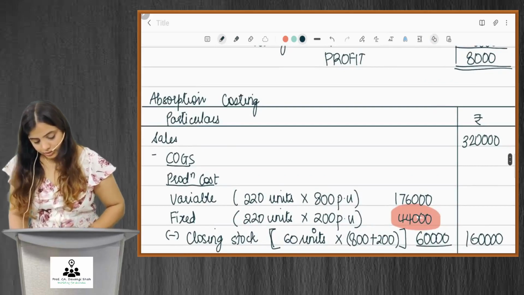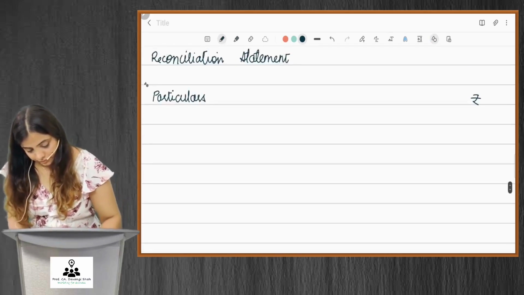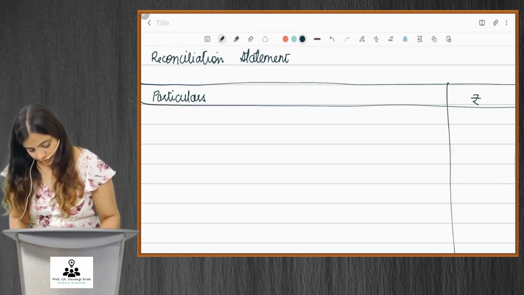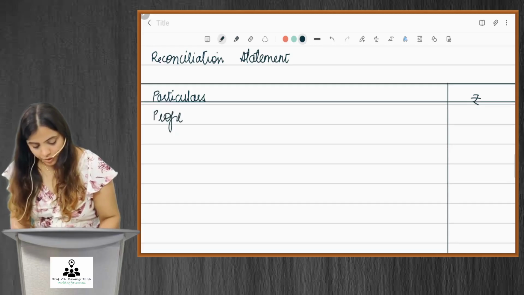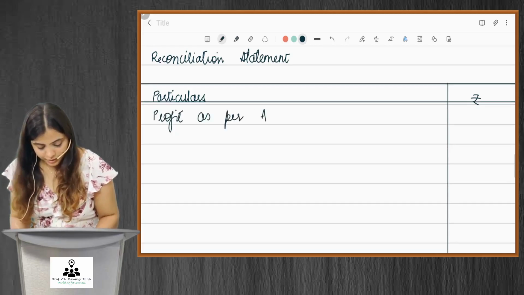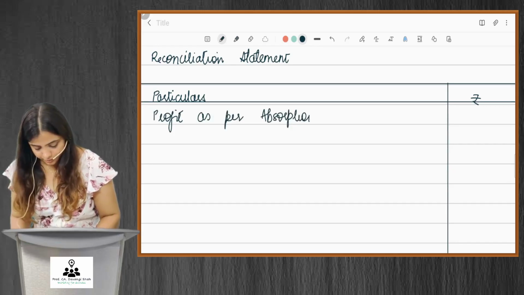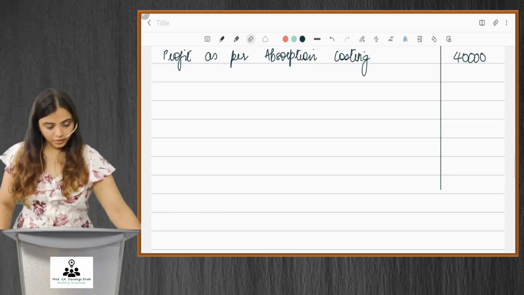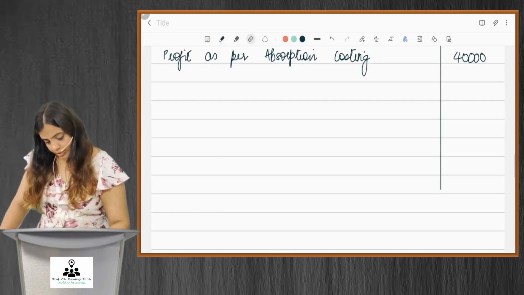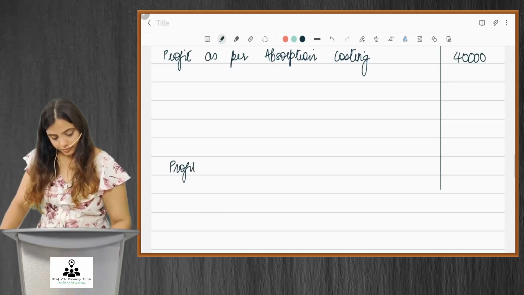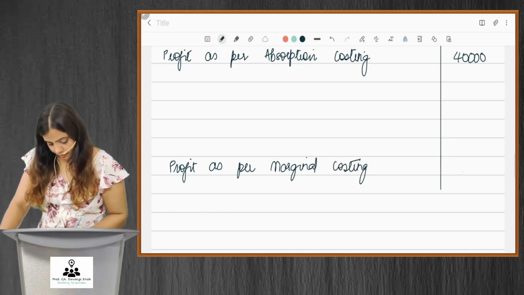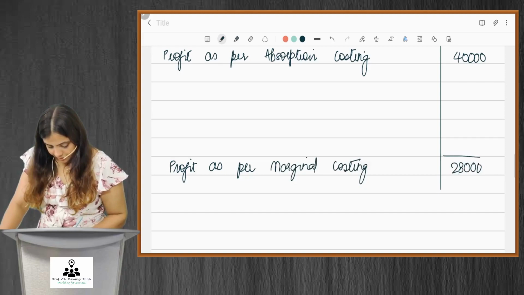We can start with any profit, absorption or marginal. Here I am starting with absorption. Profit as per absorption costing, 40,000. We want profit as per marginal costing, 28,000. I have said this many times now.